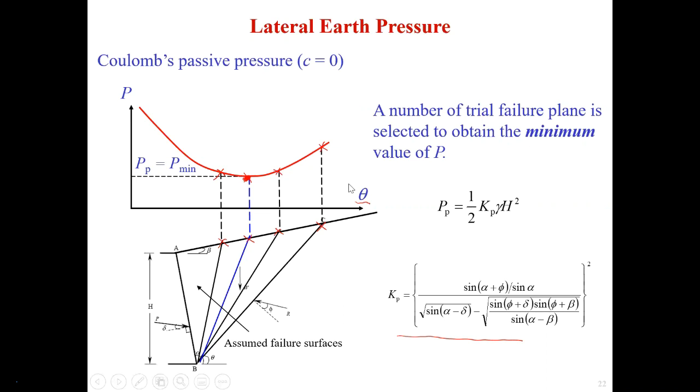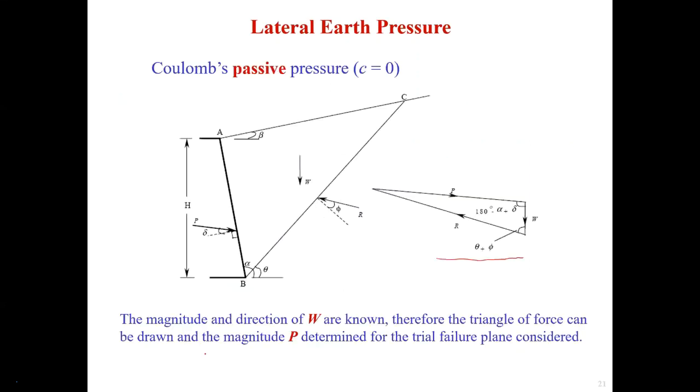How do we find alpha and all the other angles? They are provided to us within the question. Once you see this wall, normally this geometry will be given, so alpha will be given as well, and beta. So that's alpha, that's beta. Okay.